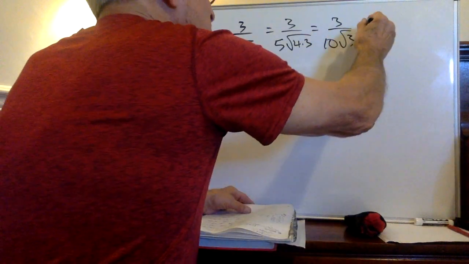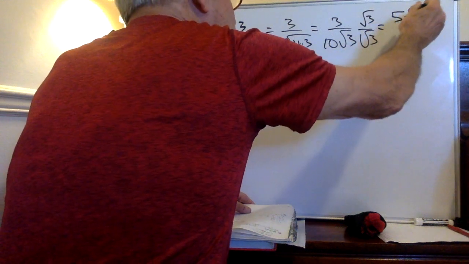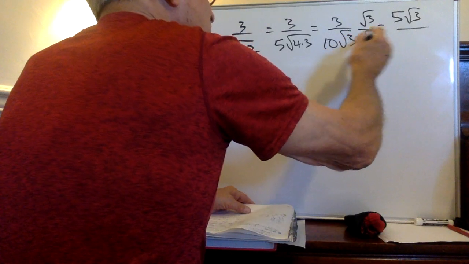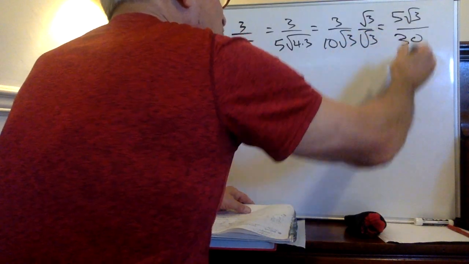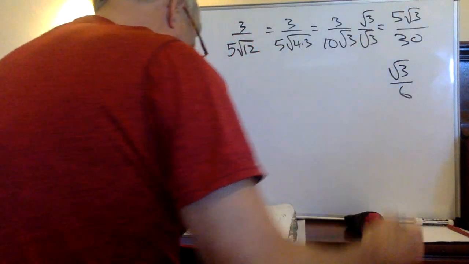Now I can rationalize by multiplying by root 3 over root 3, and I get 5 root 3 over 10 times 3, which is 30, and then you can reduce because 5 goes into 30, and I get root 3 over 6.